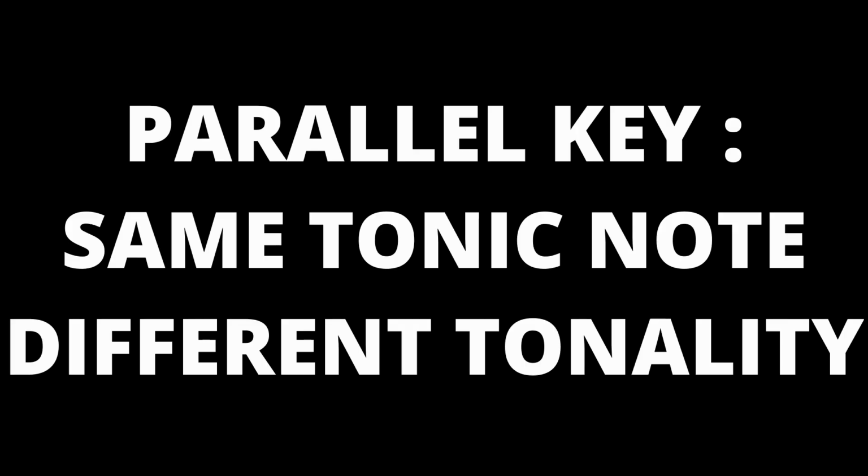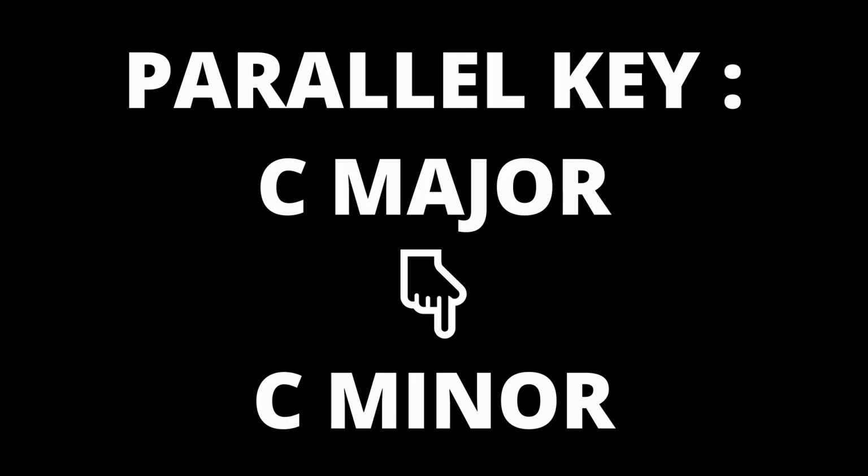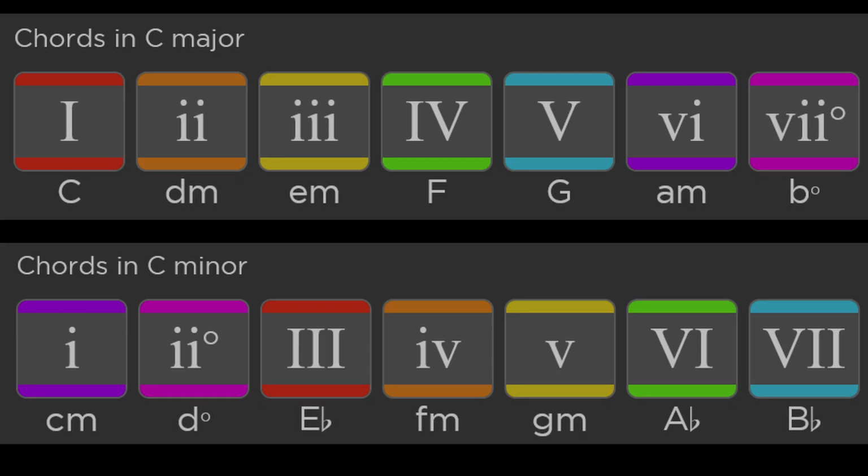Another common form of key change is modulating to a parallel key. This form of key change is very simple to understand. We keep the same tonic note, but move to a different tonality. So if we are in the key of C major, we move to C minor or vice versa. Let's look at the chords in both of these keys to examine how to make the move.